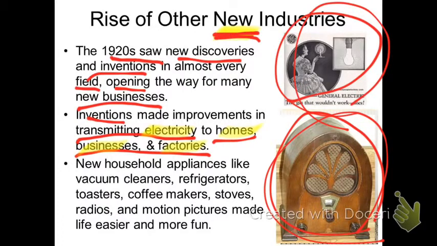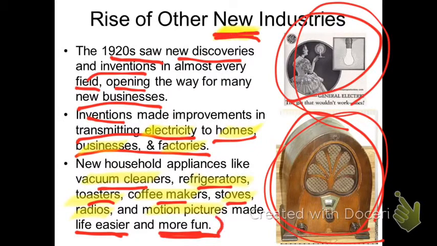Now, those factories don't have to do that. The electricity is brought into them, and they don't have to worry about producing electricity themselves, which of course makes them more efficient. New household appliances like the vacuum cleaner, refrigerators, toasters, coffee makers, stoves, radios, and motion pictures made life easier, but really, well, easy, for the woman, the homemaker. The vacuum cleaner and the refrigerator, toasters, coffee makers, stoves, that made life a lot easier.